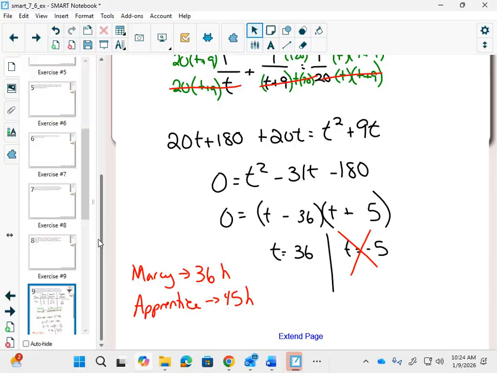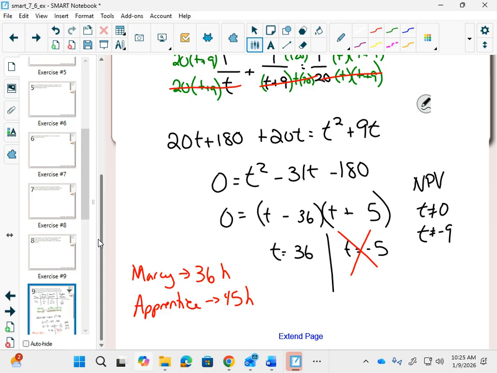Oh yeah, do you have to check non-permissible values ever? Yes. Is it ever going to make a difference? No. For these word problems, they'll never come up, but our non-permissible values, right? T can't equal 0, so Marcy definitely can't build a deck in 0 hours. And the other one was -9, so we have to check to make sure the answer isn't -9. Well, both of those answers are impossible either. So in the same way you check this answer, they would also have been canceled out if you got them as answers.